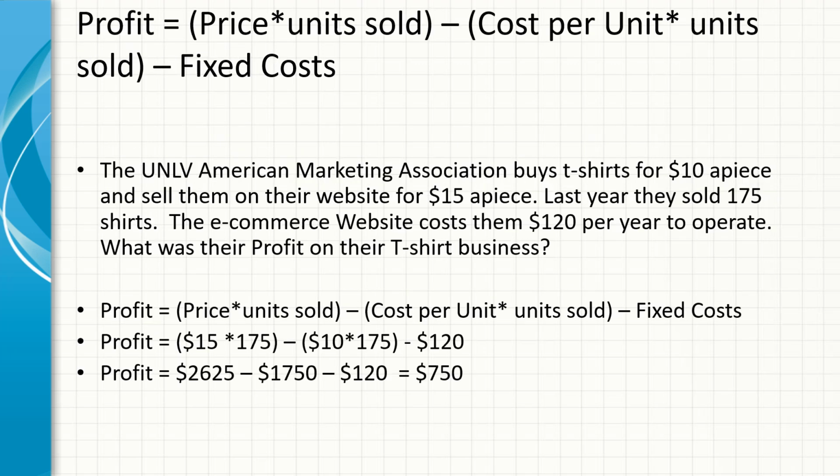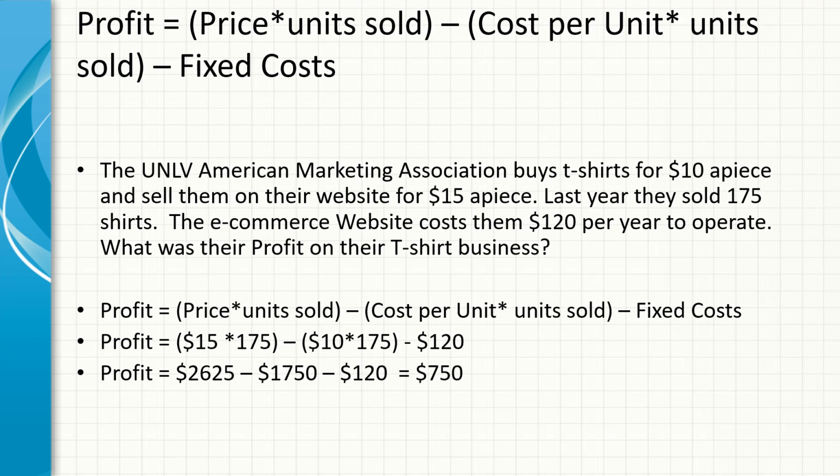And so in this case, since each unit cost $10 and they sold 175, their total variable costs were $1,750. The American Marketing Association buys t-shirts for $10 and sells them for $15 a piece. Last year they sold 175 t-shirts. Their e-commerce website cost them $125 a year to operate. What was their profit on their t-shirt business?